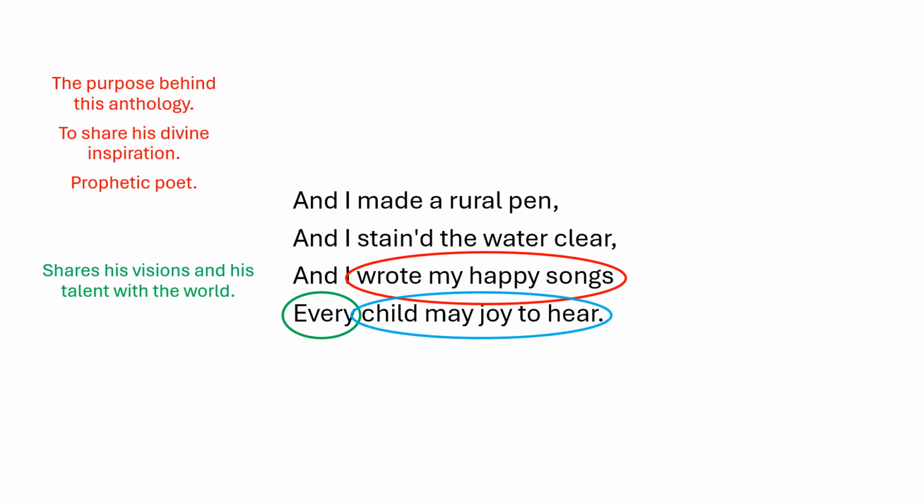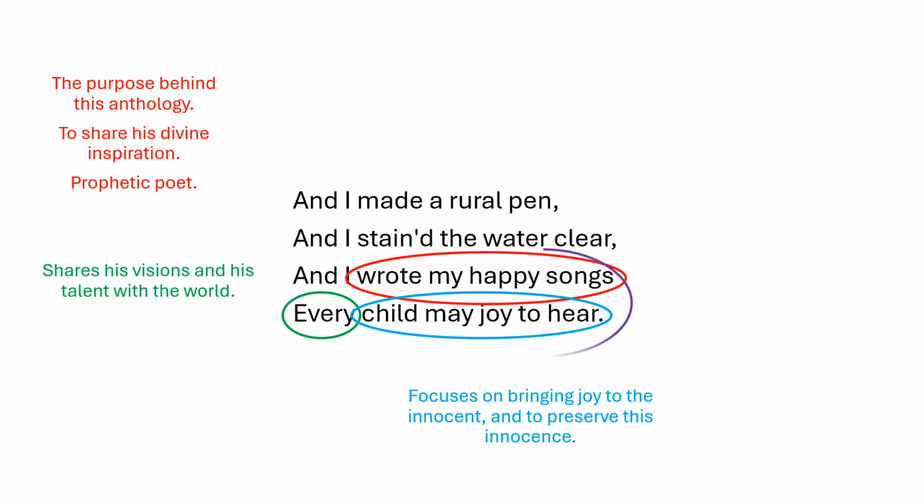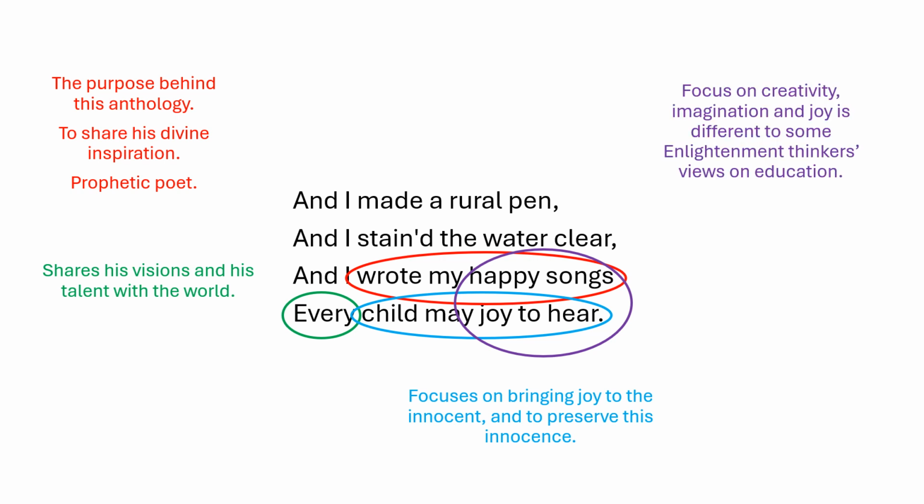And when it says every child may joy to hear, his focus very much is on bringing joy to the innocent and to preserve that innocence. He doesn't want to write poetry that will make children grow up and get a job. He doesn't want to write poetry to educate children on how horrible the world is. What he's trying to do is preserve that innocence for as long as possible, because the world is a dangerous place. The world is full of darkness and it's full of danger and it's full of sinister intentions. What Blake wants to do is to share those positive ideas with the world and perhaps teach the world that we need to value childhood a little bit more. We need to protect children, stop sending them down coal mines, stop forcing them up chimneys to be chimney sweeps. Maybe it's time to preserve that innocence, because that innocence is so easy to be destroyed.